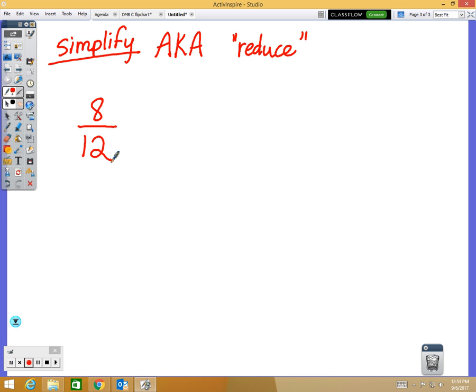They can both be divided by 2. Now, do you have to do the same number on top and bottom? Yes. So that's important. Whatever you divide the top by, you have to divide the bottom by. Do not choose different numbers. That would change things around. So that's going to give me 4 over 6.